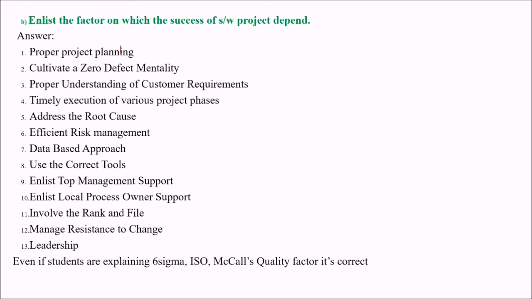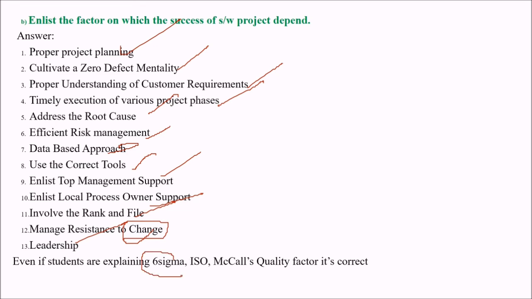What are the factors on which the success of a software project depends? The various factors are: proper project planning, cultivating a zero defect mentality, proper understanding of customer requirements, timely execution of various project phases, addressing the root cause, efficient risk management, database approach, using the correct tools, enlisting top management support, local process owner support, involving rank and file, managing resistance to change, and leadership. Even if you explain Six Sigma, ISO, or McCall's quality factors, it would be correct.